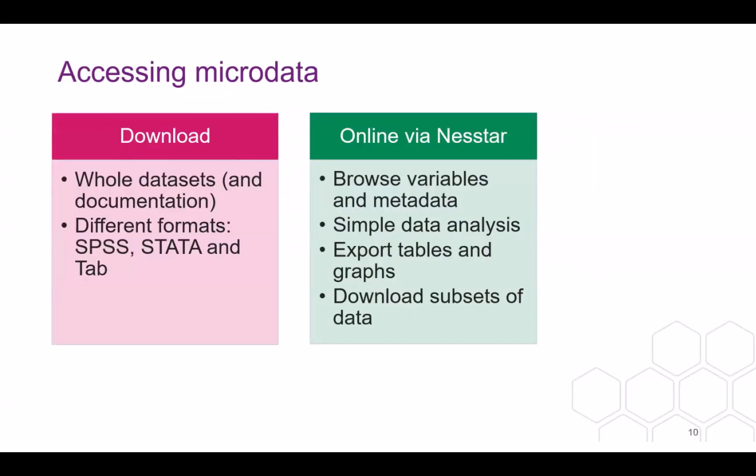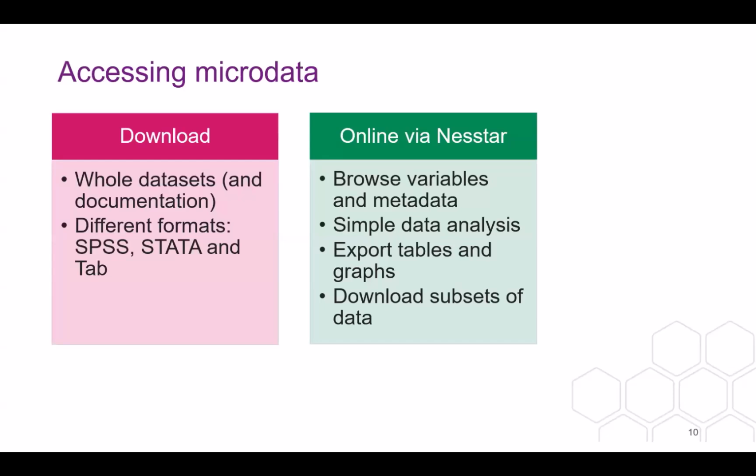To access microdata from us, there are two different ways. The first one is to download the whole data set and the documentation that comes along with this. We'll demonstrate how to do this later. And this data can be downloaded in three different formats. This is SPSS, like I showed on the previous slide, Stata, and also tab.